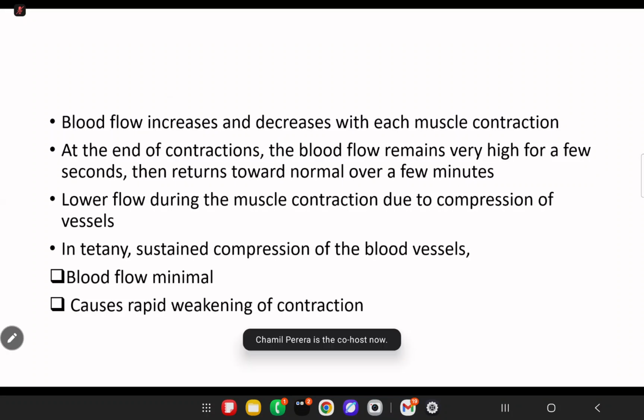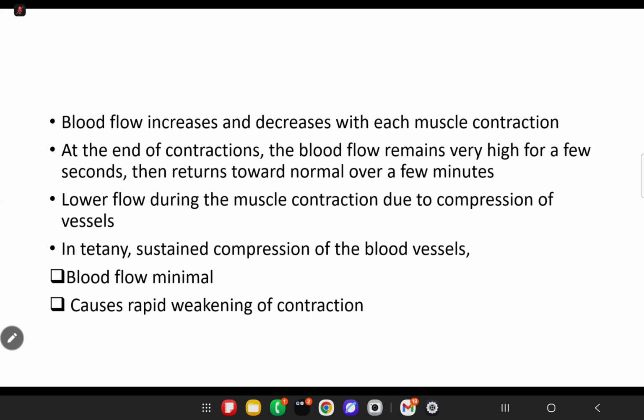So it's at the end of contraction. Once you have had a period, when you start exercise, blood flow increases, and then it will remain high during exercise. Once you stop exercise, it will continue to be very high for a few more seconds, and then slowly start returning to normal over a period of minutes.